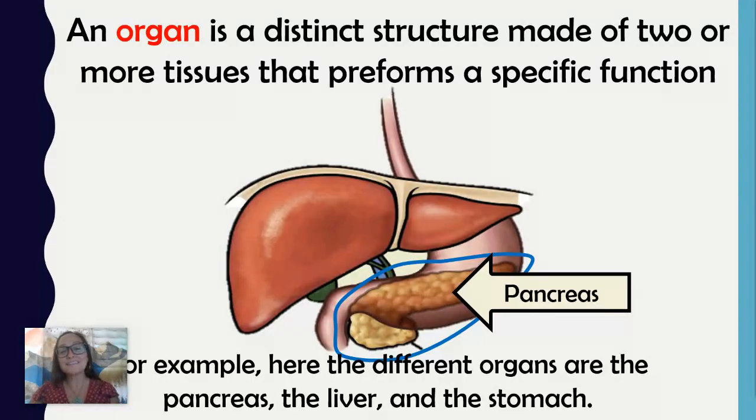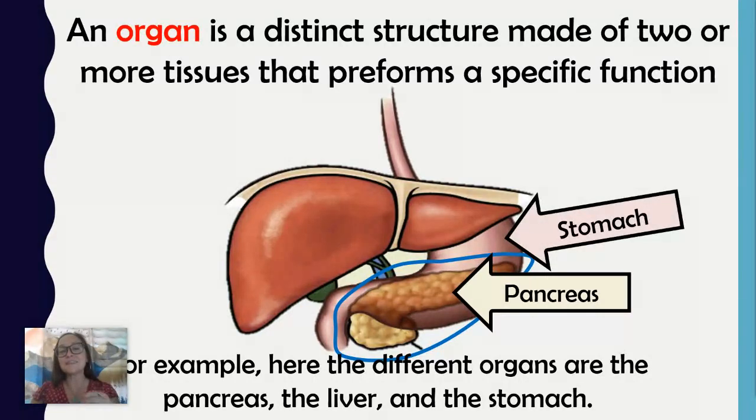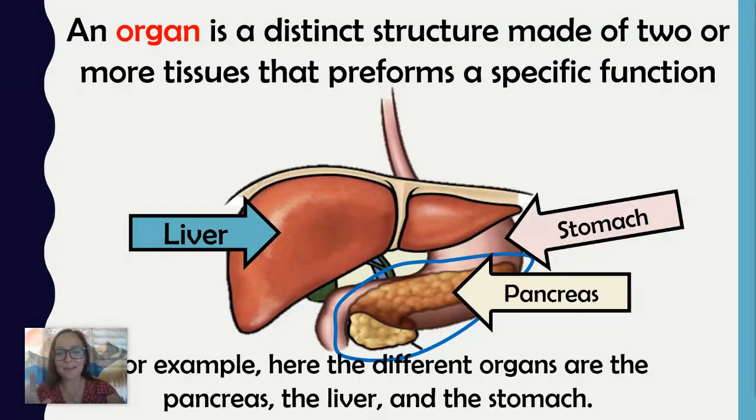Okay, now in this diagram here, we have a couple of organs. We have the pancreas that has its own particular job. Then we have the stomach to help digest our food. And we have our liver that will detoxify our bodies. It'll help to balance our blood sugar. The liver does a lot of things for us, creates bile, etc. So each of these organs is made of its own tissues that have their own specialized cells.